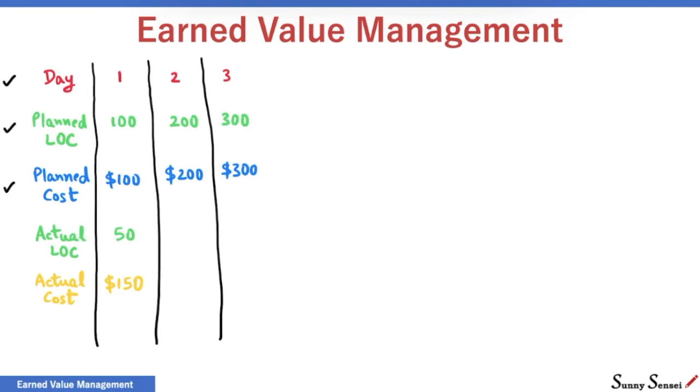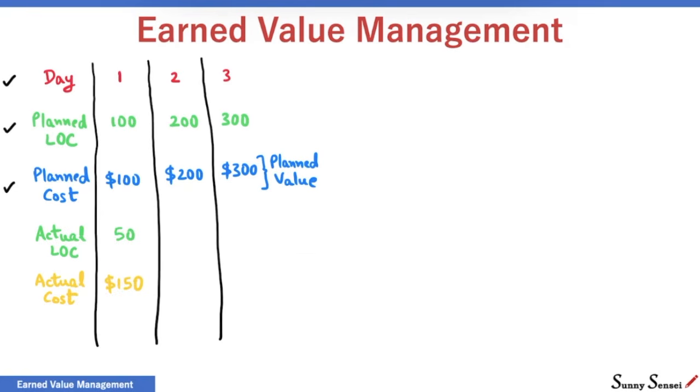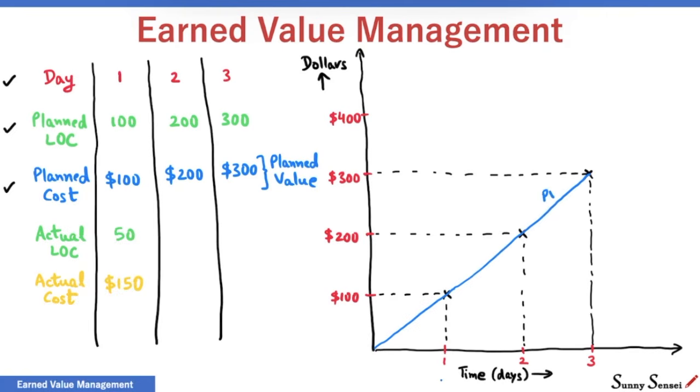Let me introduce the term planned value here. Planned value is equivalent to planned cost. $100 spent on 100 lines of code is the value of 100 lines of code. Let me capture this information in a plot. This is a plot of planned value against the time. Next, the plot for actual cost. It is $150 at the end of day 1. The planned value at the end of day 1 is $100.